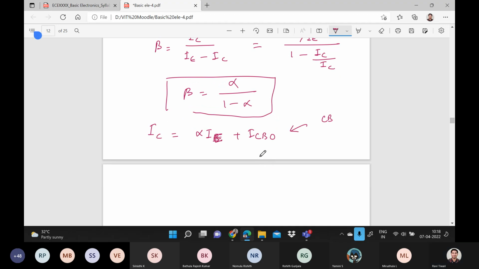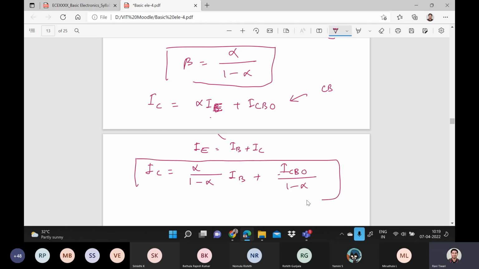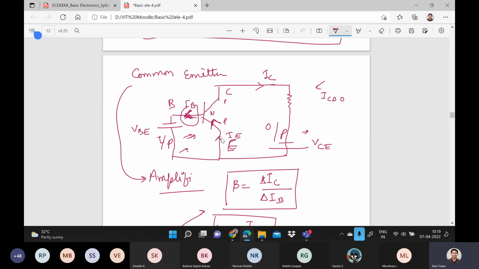Okay, and this IC is equal to alpha IE. We know that IE is equal to what? IB plus IC. If you substitute it here, what you will get? IC is equal to, we have already calculated, so I'm directly writing, alpha divided by 1 minus alpha times IB plus ICBO divided by 1 minus alpha. That is the equation that we got from the first, the common base configuration. But you can see here we are not providing the input, that means the base is open.